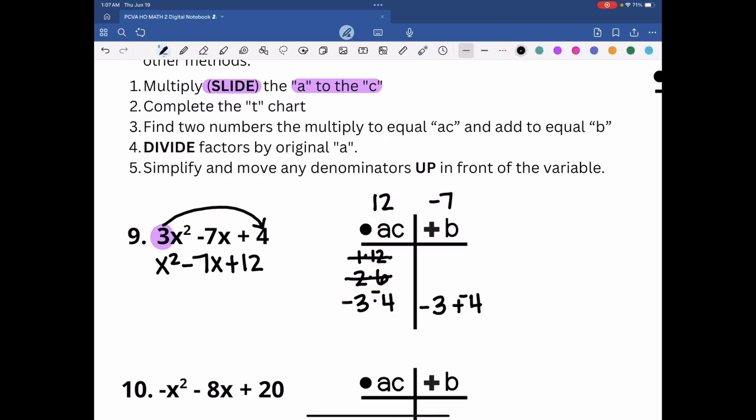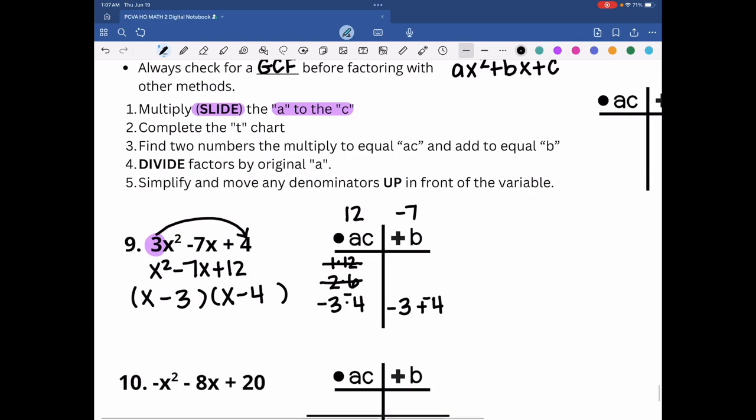So what I'm going to do is write 2 parentheses. I'm going to break the x squared down into just a single x in each parentheses. I have a negative 3 right here, so I'm going to say x minus 3. I also have a negative 4, so I'm going to say x minus 4. Now, a lot of students try to stop here, but if we start the slide method, we got to finish it. We slid the A to the C to manipulate the number. Now we need to undo what we manipulated.